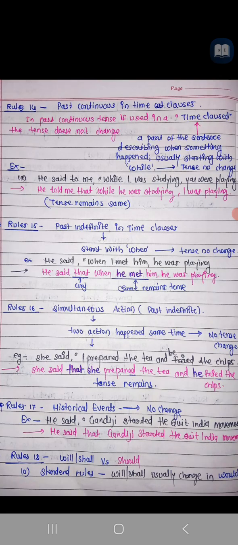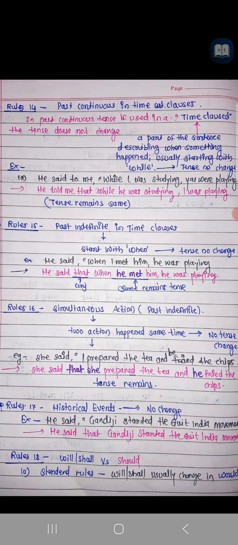Whenever any actions happened in the past simultaneously, there is no change. She said, I prepared the tea and he fried the chips. So here, she said that she prepared the tea and he fried the chips. The tense remains. Next, historical events: no change.